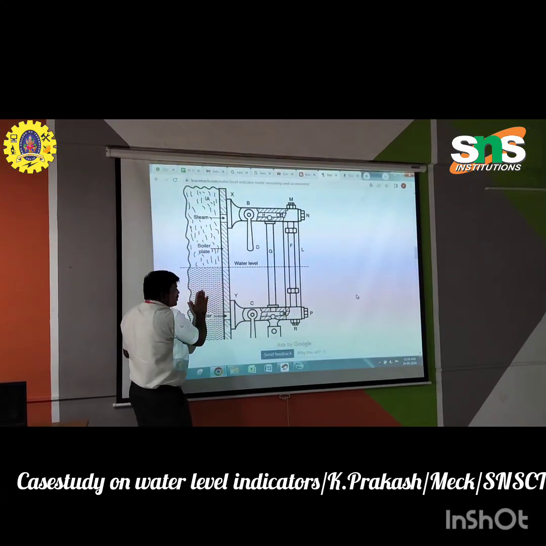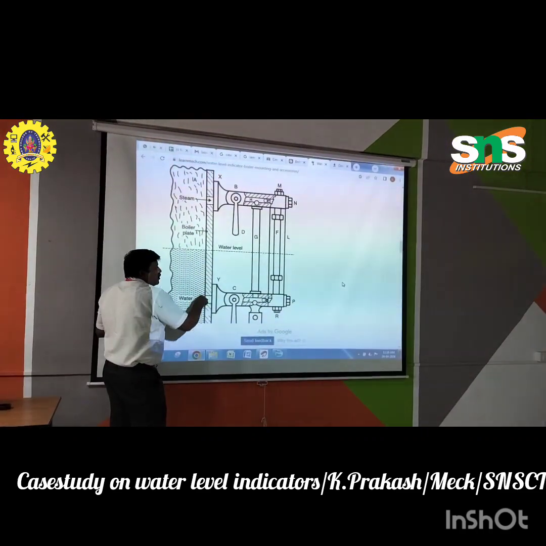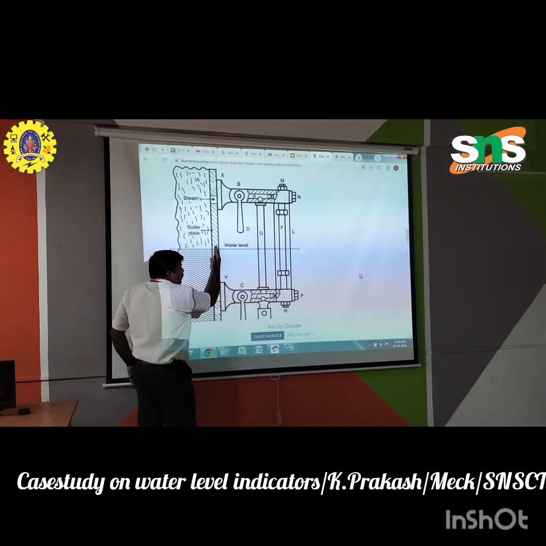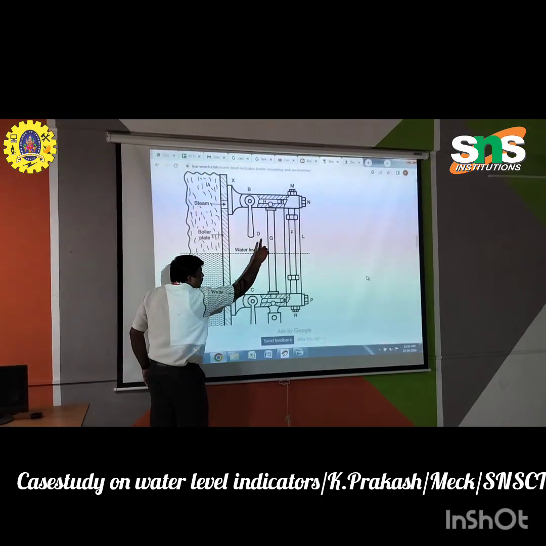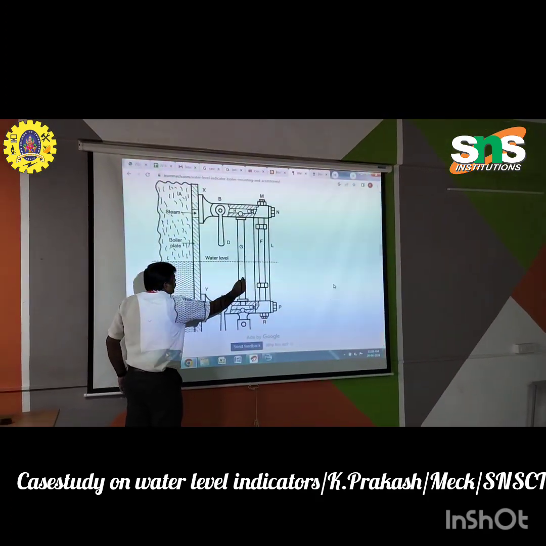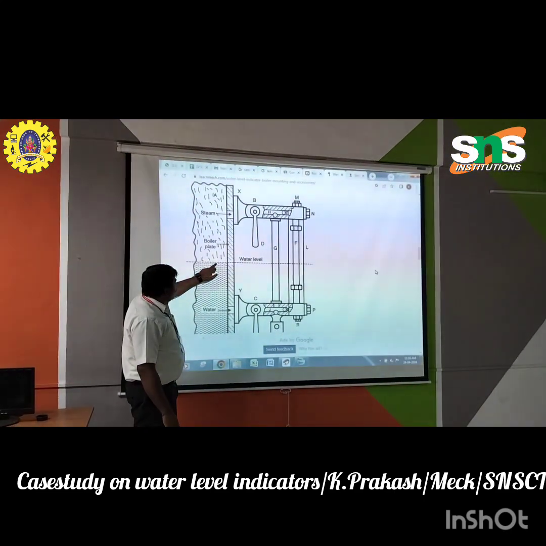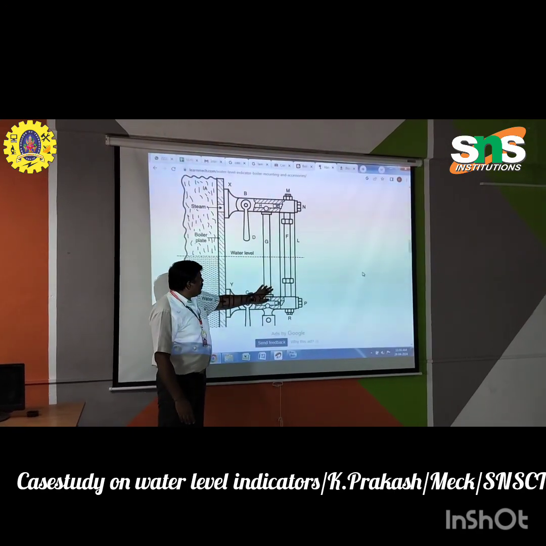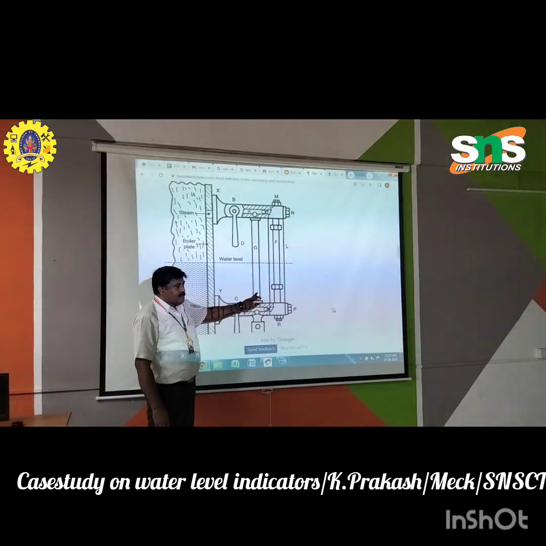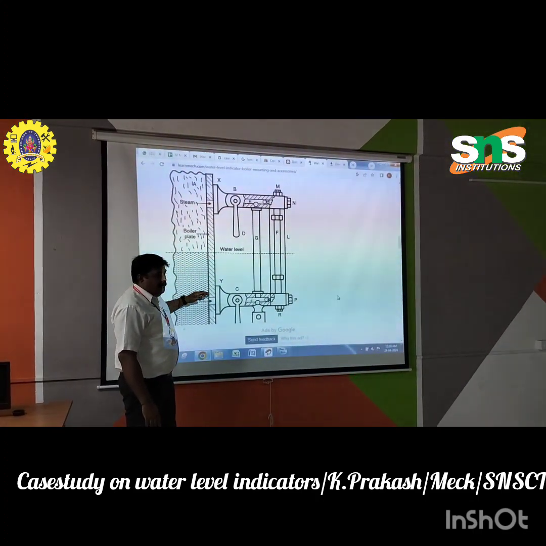For your understanding, we have made this. In real time, this we cannot see, because this is the wall of the boiler. Only this outside setup we can see. The water comes, enters here, and then rises into the glass tube. If the boiler water level is here, the water will rise up to this level. So when we see this glass tube, we can see the water level inside the boiler.